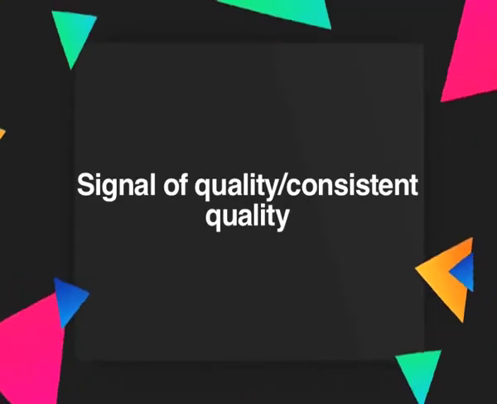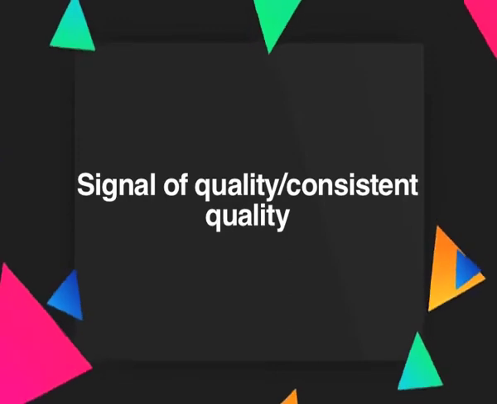Signal of quality, consistent quality. Along with assignment of accountability, one of the most important functions of a brand in the consumer's life is that it is a signal or indicator of quality and consistent performance. Knowing the brand name and which company the brand comes from gives us a clear idea of what is going to be the quality and how that product is going to function.